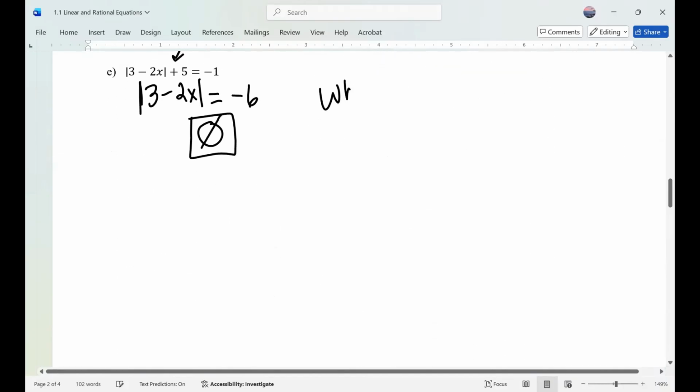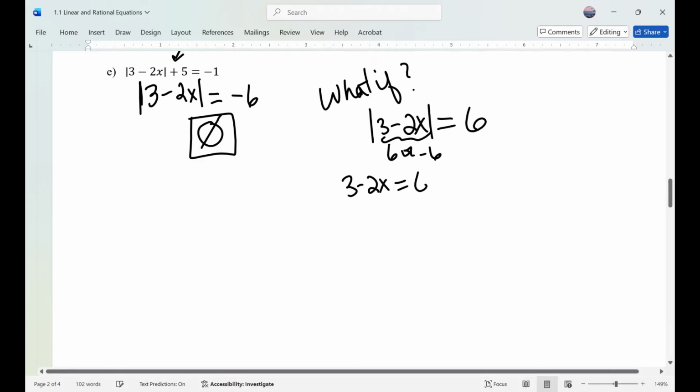So we'll do a what if. I like doing what ifs. What if the absolute value of 3 minus 2x was equal to 6? Okay, just starting it off, not having any junk outside, just as the problem itself. So we would say, okay, what's inside can be 6 or negative 6. So we get our two equations off of that. So we have 3 minus 2x is equal to 6, or 3 minus 2x is equal to negative 6.